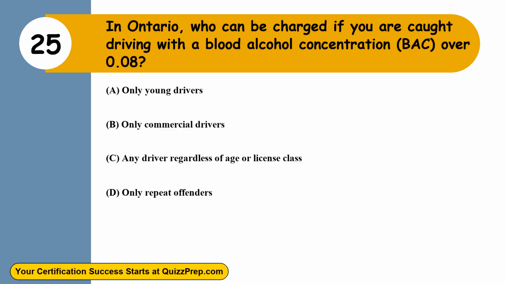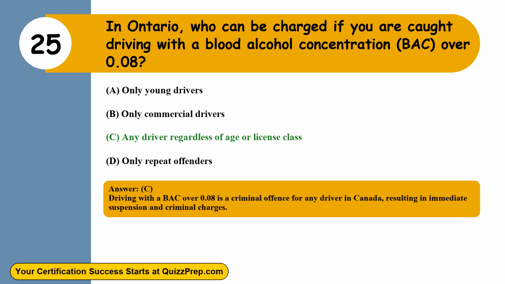Question 25. In Ontario, who can be charged if you are caught driving with a blood alcohol concentration, BAC, over 0.08? Option A, only young drivers. Option B, only commercial drivers. Option C, any driver regardless of age or license class. Option D, only repeat offenders. The correct answer is option C, any driver regardless of age or license class. Driving with a BAC over 0.08 is a criminal offense for any driver in Canada, resulting in immediate suspension and criminal charges.